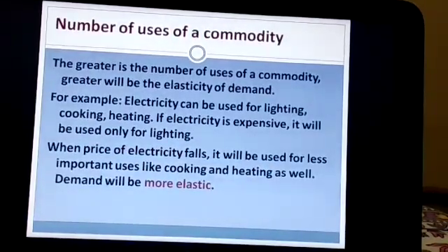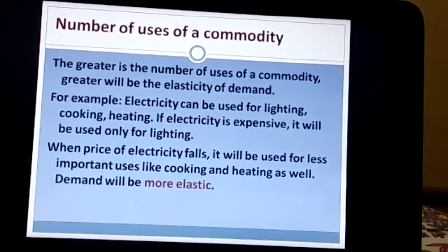We move on to the next concept, number of uses of a commodity. The greater the number of uses of a commodity, the greater will be the elasticity of demand. For example, electricity can be used for various purposes: lighting, cooking, heating. Lighting is the most important purpose, and cooking and heating are other purposes.